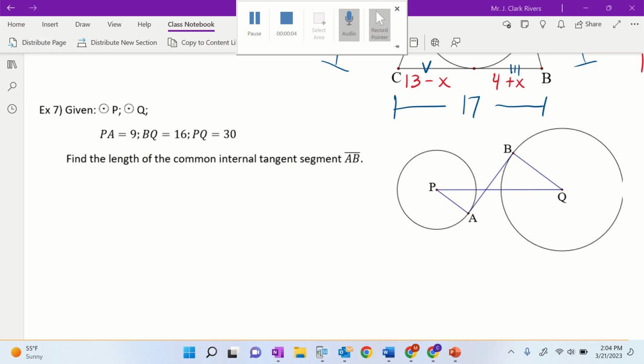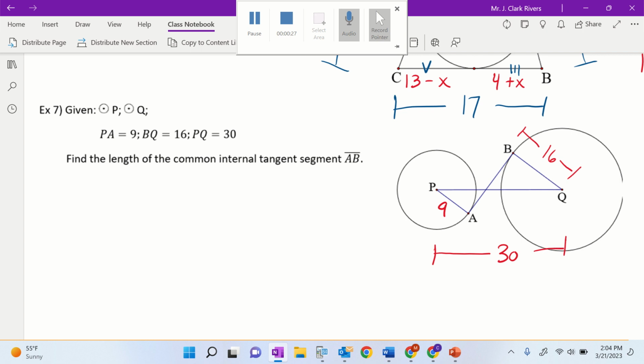So here's part two. PA is equal to 9. So that's 9 right there. BQ is equal to 16. So from here to here, BQ, that's a length of 16. We also know that PQ, that's from here to here, that's a length of 30.